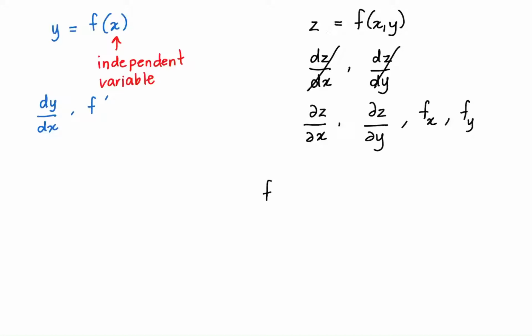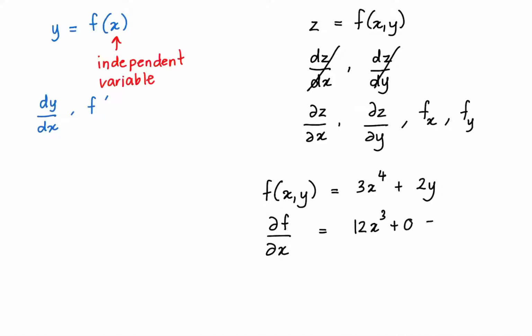Now, let's make an example here. So let's say I have f(x,y) equals 3x^4 plus 2y. Now, if I say find del f by del x, that means we are taking x as our independent variable, yeah, and y will be taken as constant. Okay, so 3x^4, that's 12x^3. So y is a constant, differentiating a constant, you will get 0 here. So that will be equals to 12x^3.